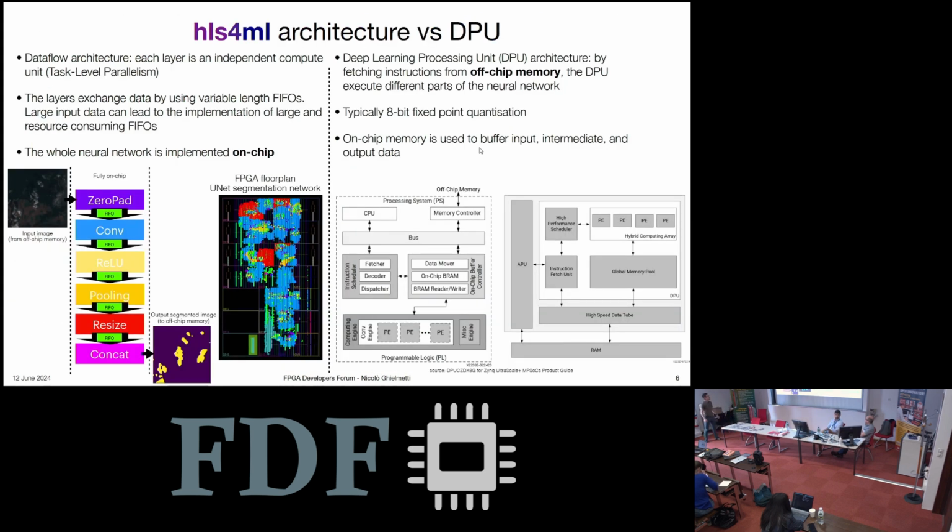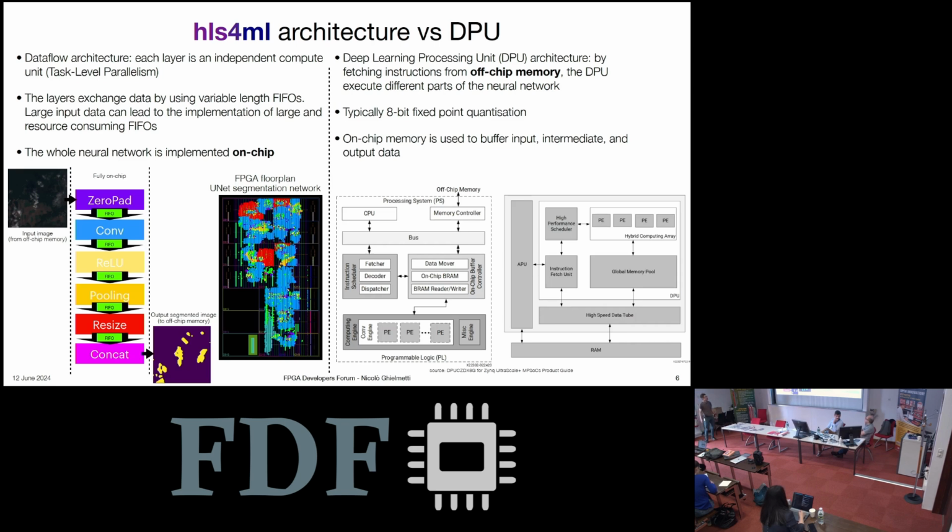HLS4ML is based on a dataflow architecture. This is basically the task-level parallelism paradigm, meaning that each layer is an independent computing unit, and each layer exchanges the data across the network through the use of FIFOs. It's important to say that the whole neural network is on chip. The only part that is off chip are the inputs and the outputs of the network.